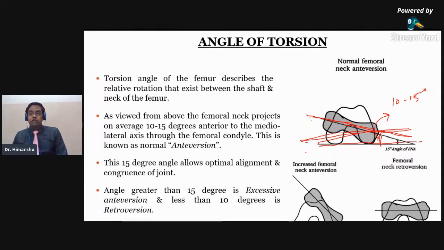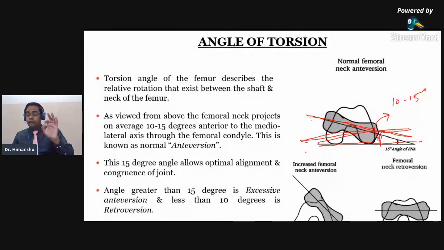Now this 15 degrees of normal antiversion allows optimal alignment and congruence of the joint. Whenever this angle increases or decreases, it has a very significant effect on the geometry of the articulation of the hip joint. So the articulation is disturbed, and one area is in more contact with the articular surfaces while other areas are not. So it is more susceptible to increased pressure, as we have learned by the formula of pressure. The articulation area is reduced, so pressure will increase and cause more degeneration.